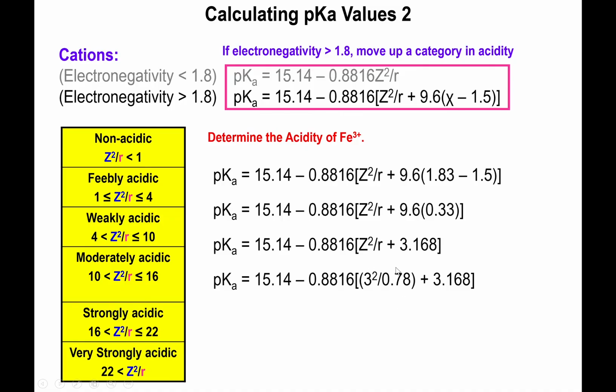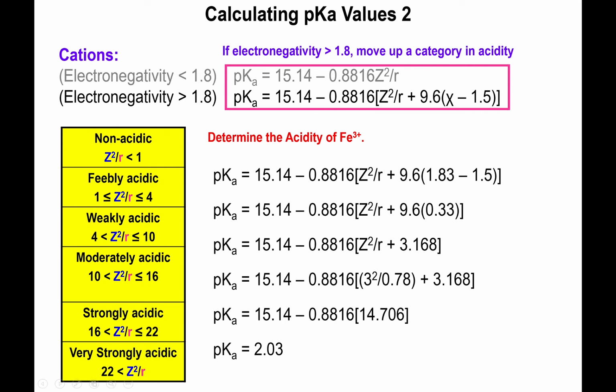Okay, so we input all of that in the equation. 9 divided by 0.78 plus 3.168 is 14.706. Multiply that by 0.8816 and subtract it from 15.14, excuse me, and you find out the pKa is 2.03. Now, the thing about this is that you gotta remember that you're adding the metal ion to neutral water that has a pH of 7.